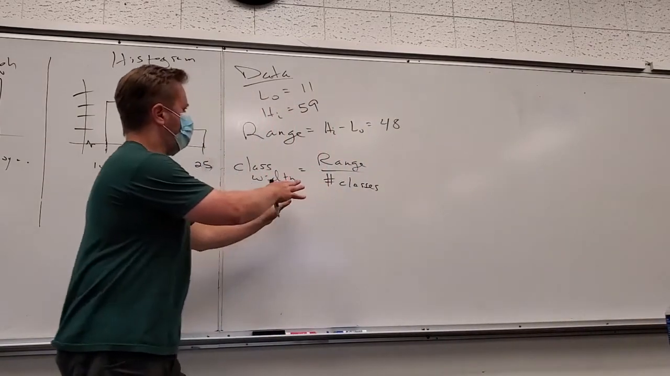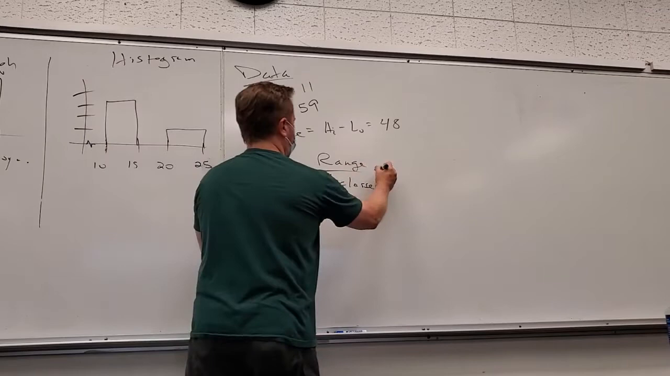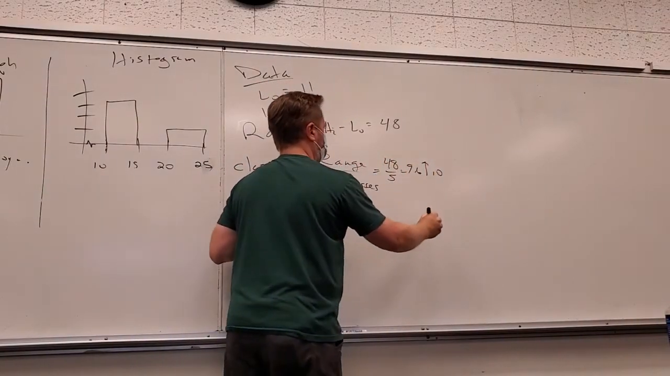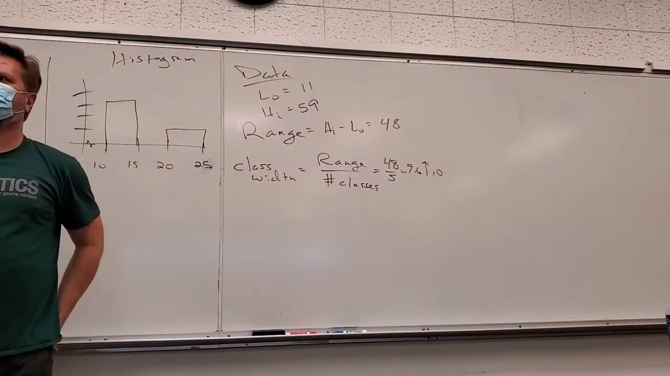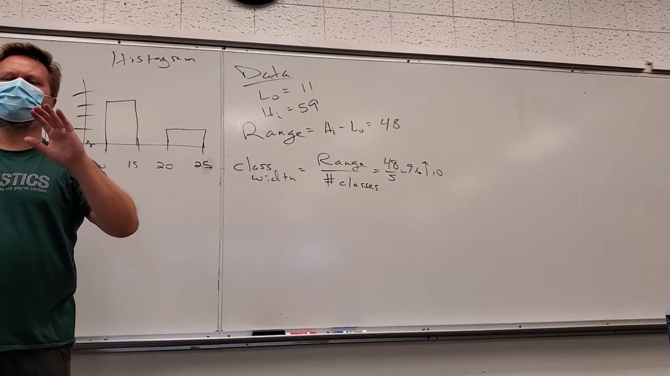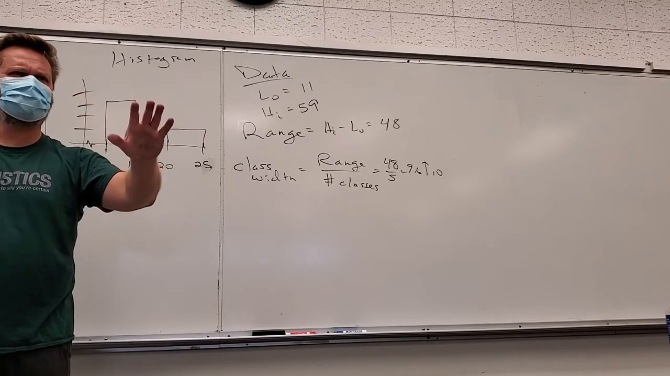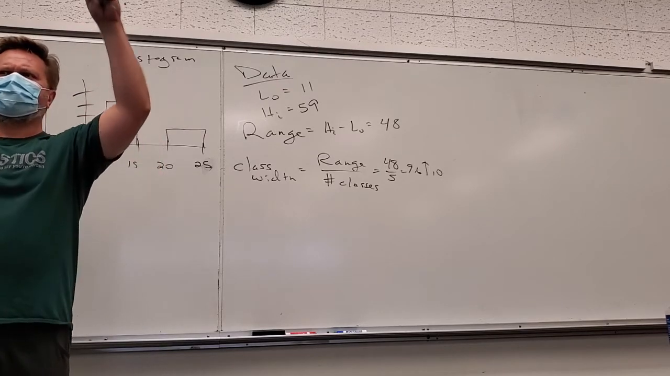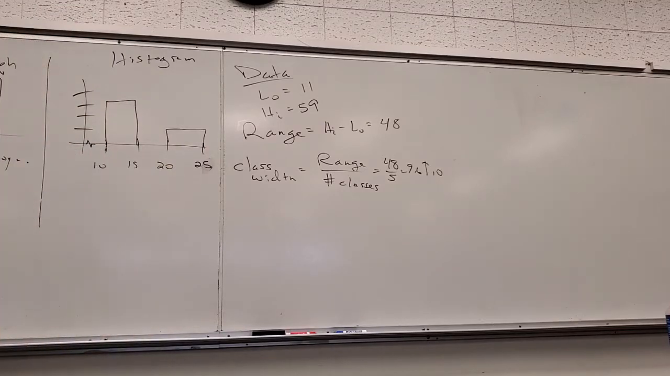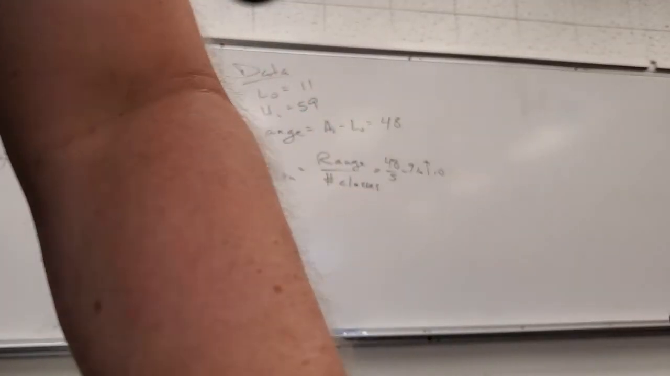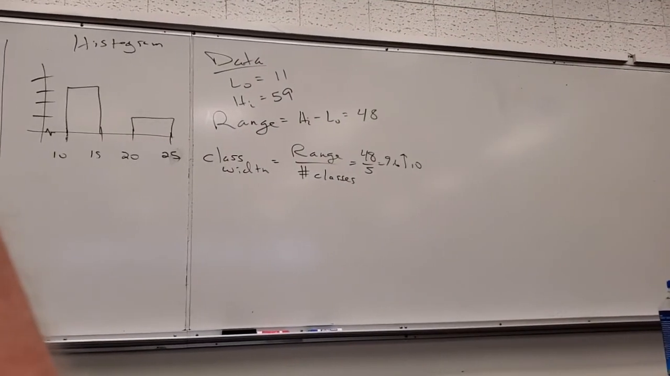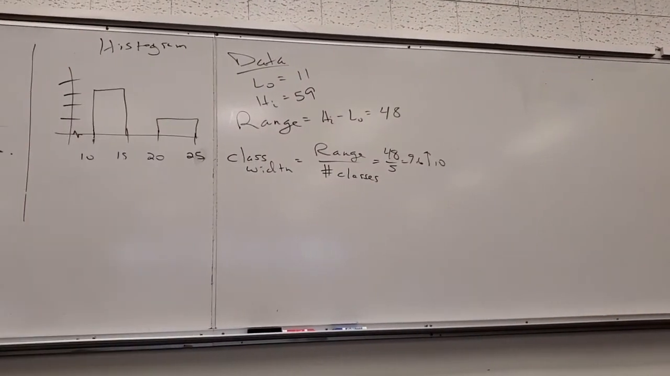So now that we know how wide each class is, we know our first data point. Let's construct our classes now. This is going to feel a lot like those frequency tables we did from section 1.3. You guys remember that? Frequency, relative frequency. This is going to be the same thing. No, not at all? Okay, I appreciate the honesty.